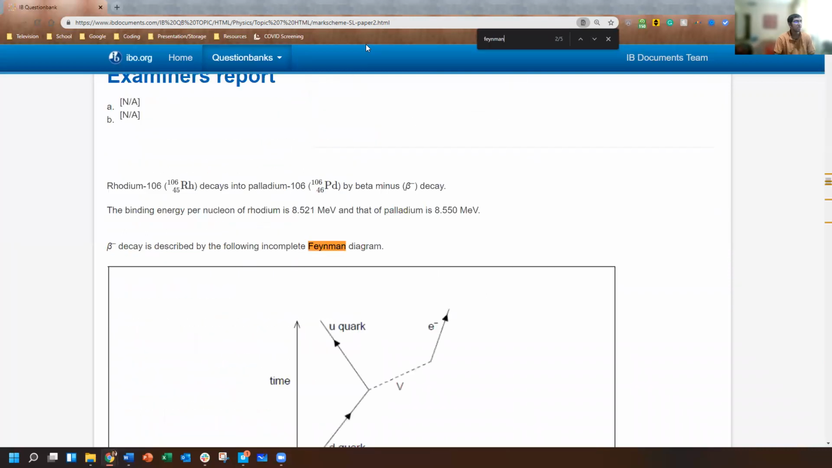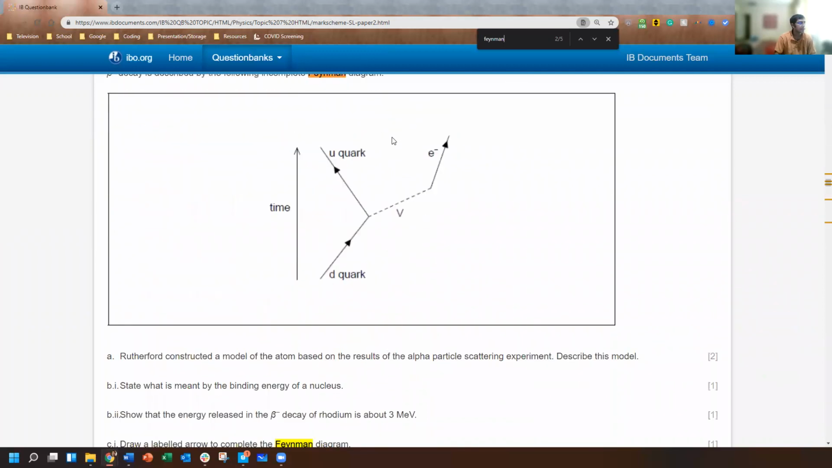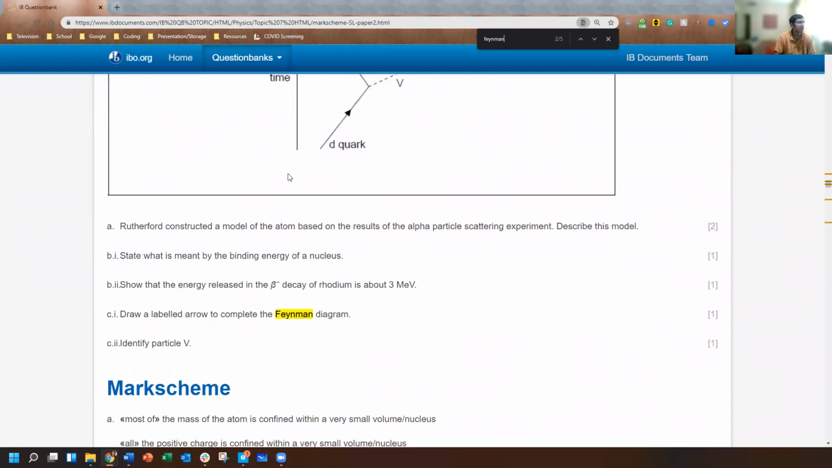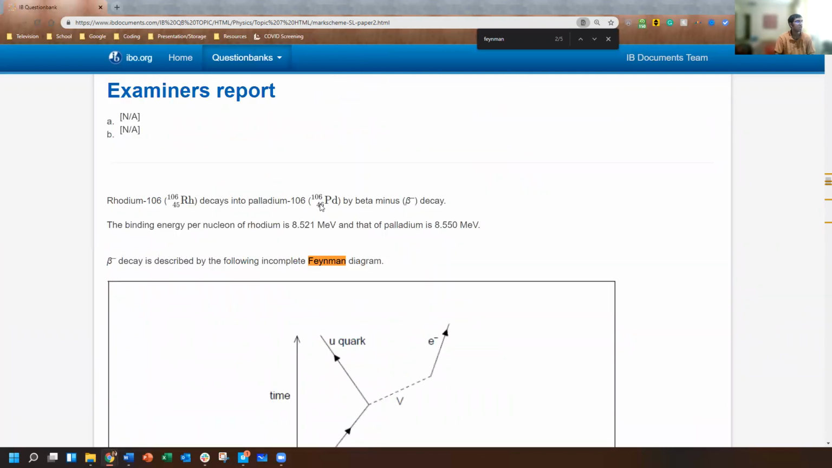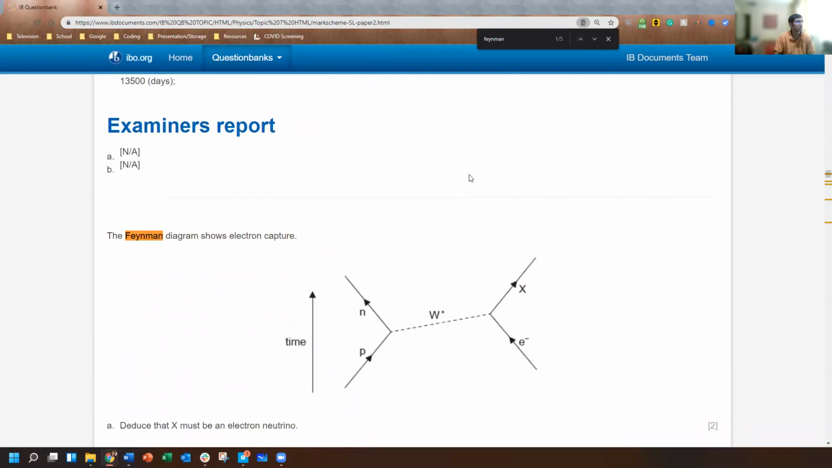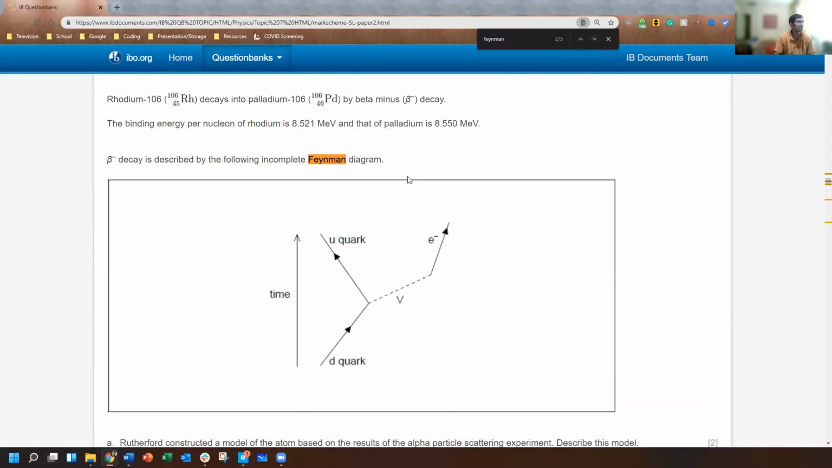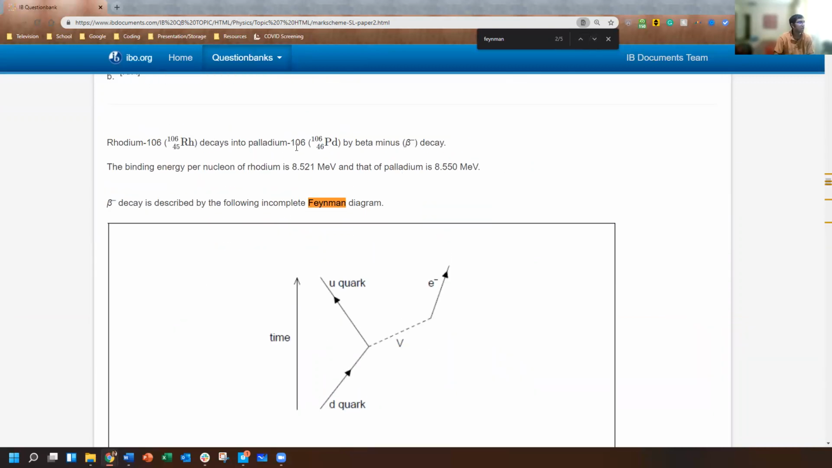Let me see if there's any more Feynman diagrams. I don't think we did this Feynman diagram, so let's do this. We did this, the first one we did. Second, we ended up. Let's do this. Rhodium 106 decays into palladium, beta minus decay, binding energy per nucleon is that, and that is that.